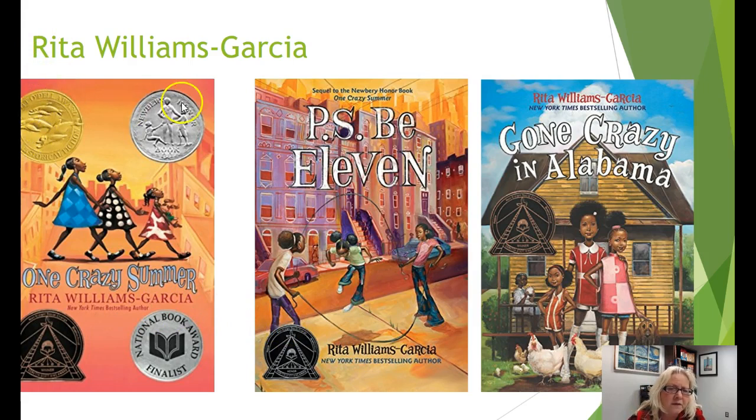Scott O'Dell Award, Newbery Honor Award, National Book Award. So this is a series of three books about three sisters, Delphine, Vonetta, and Fern Gaither, in the 60s, and they live in New York. I think in One Crazy Summer they go out to San Francisco and interact with the Black Panther movement, PS 8.